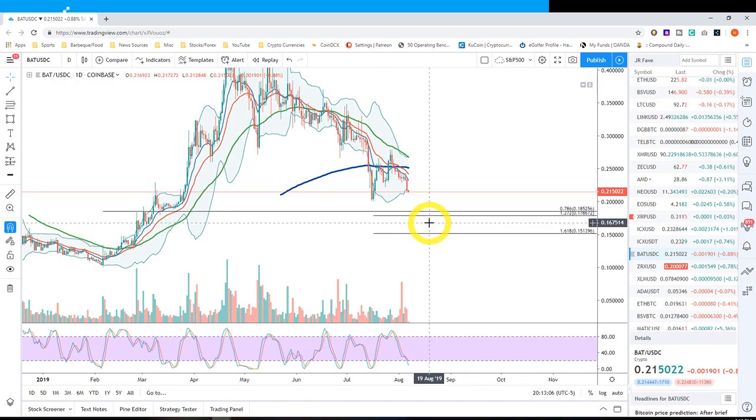Could it wick down into here around 16 and possibly get to the 161.8? Sure it can. But this is the area I would be focusing on. 17 to 18, right? That would be the area I would be looking at. When I see a fib cluster like that, that tells me those are two very powerful retracement numbers, right? Those two are powerful. So watch that area on BAT.